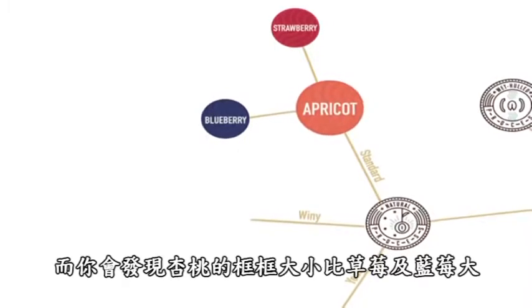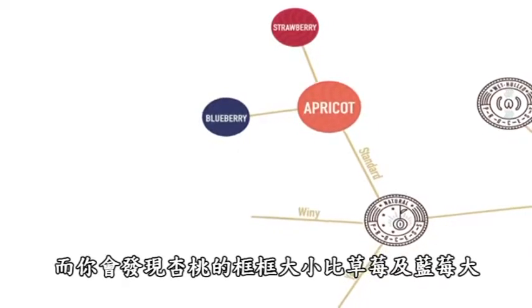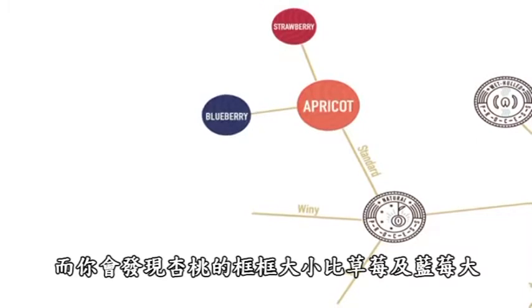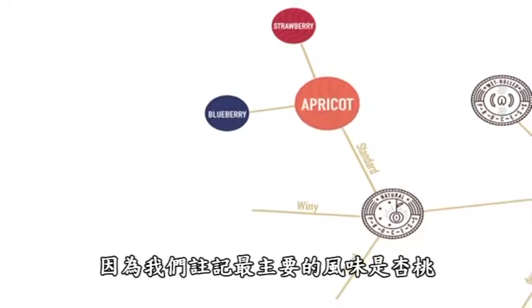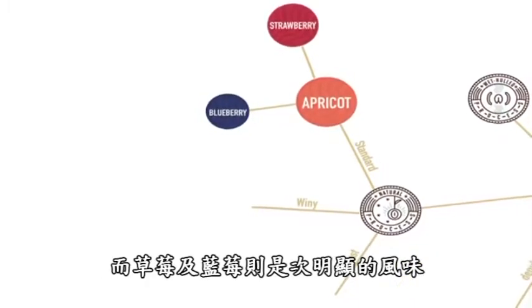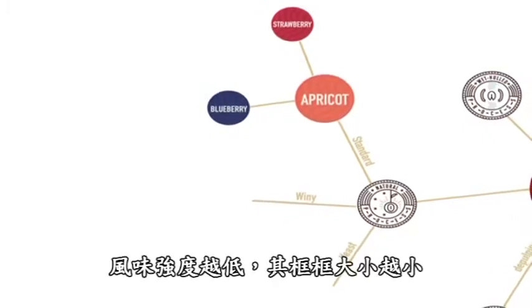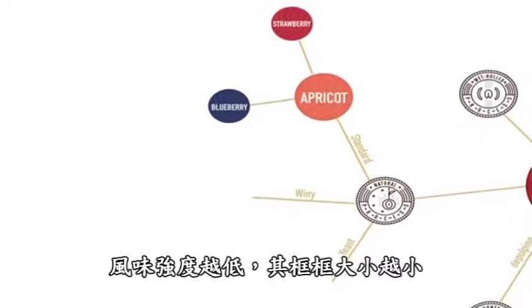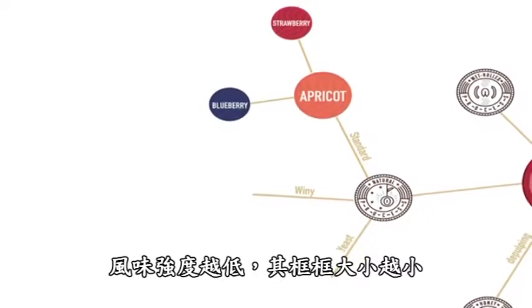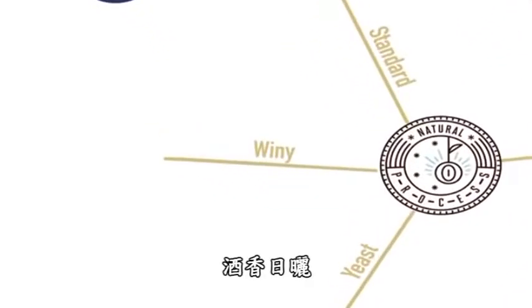And you'll notice the apricot is slightly bigger in size than the strawberry and blueberry. That's because apricot was the primary flavor note, strawberry and blueberry were secondary flavor notes. So if the intensity was lesser, the size of the circle was smaller. Then you have a whiny process.